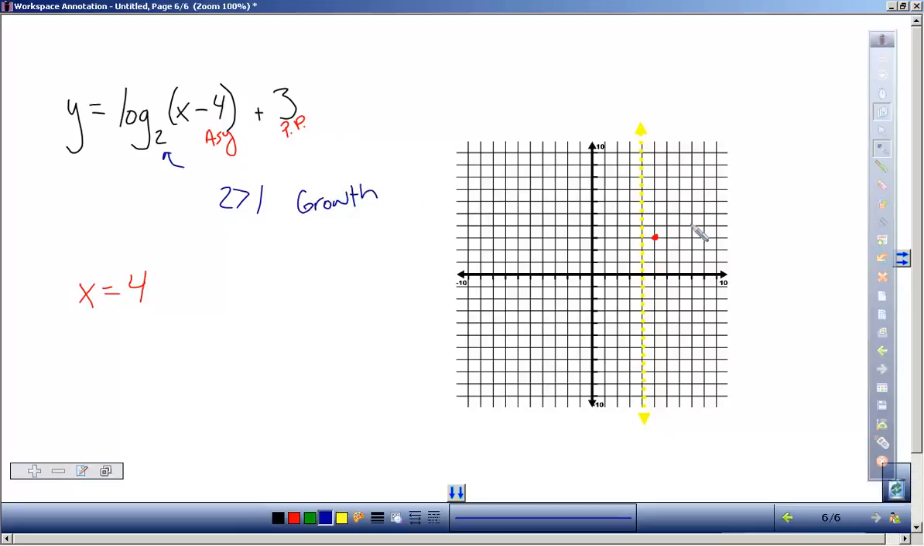2 is bigger than 1. So that means that it is going to be a growth kind of model. So it's going up on this side and down on that side. And so this would be my log graph. So asymptote, pivot point, curve. Do make sure that all three of those are there.